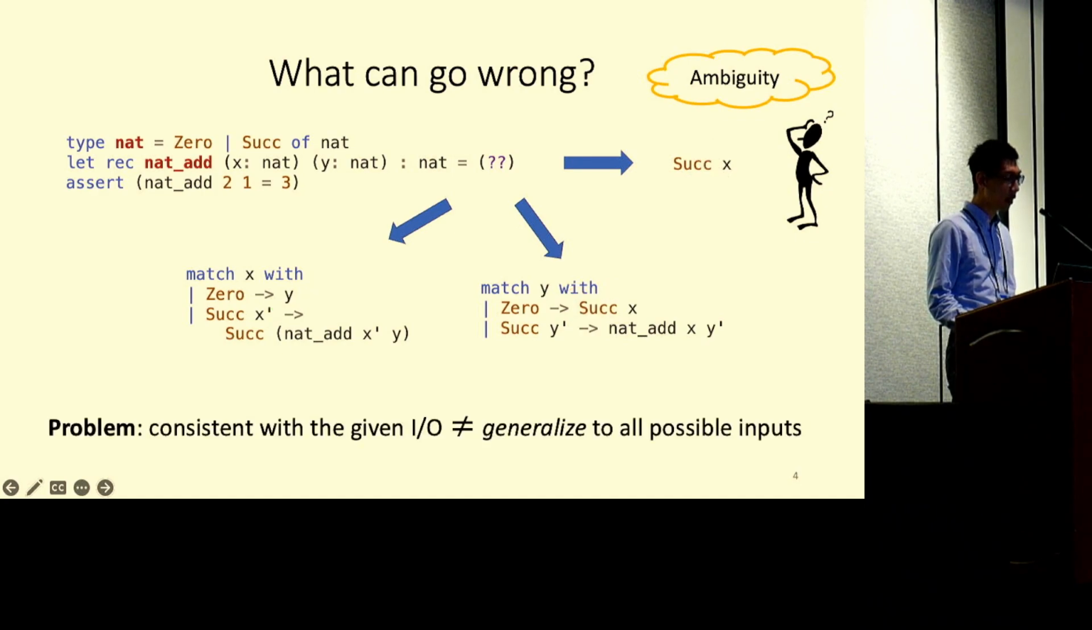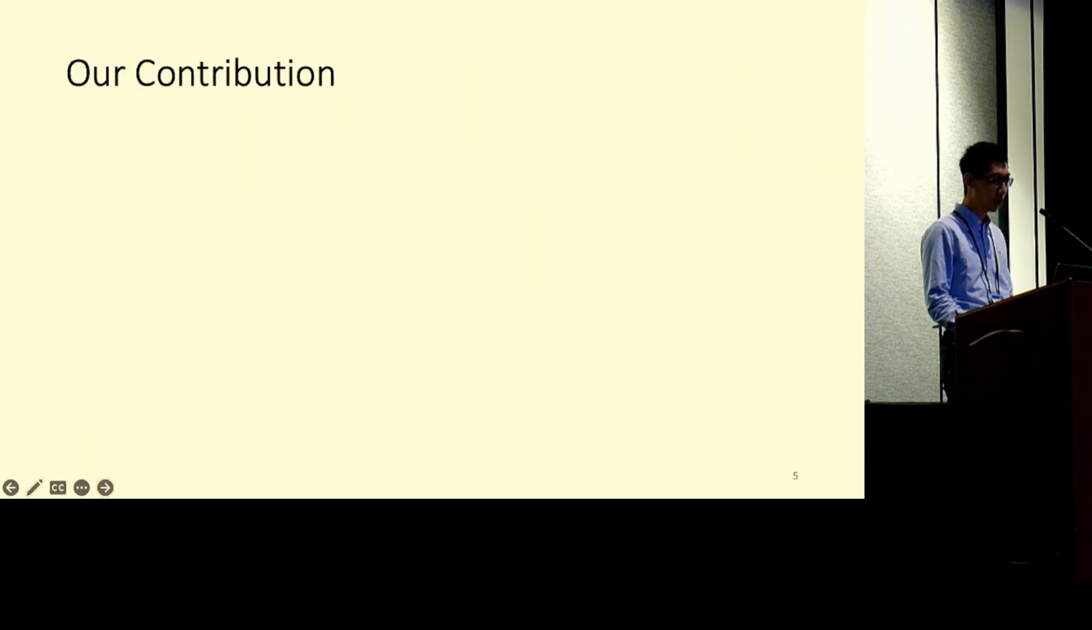The problem is that a program being consistent with the given input-output examples does not necessarily mean it will generalize to all possible inputs. We propose a recursion trace-guided synthesis approach that tackles the challenges of generalization and ambiguity resolution in inductive synthesis of recursive functional programs without burdening the user.